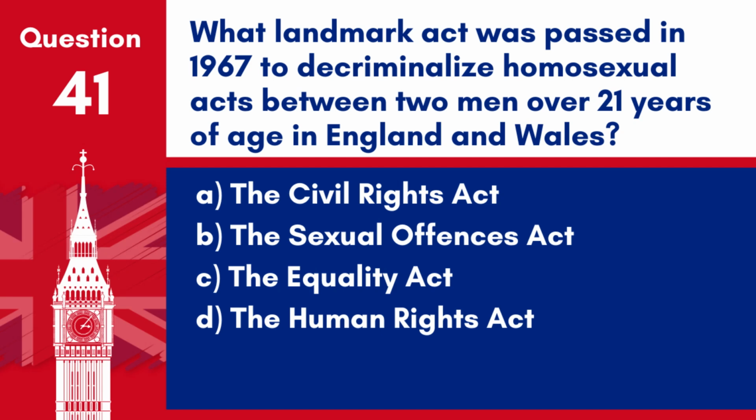What landmark act was passed in 1967 to decriminalise homosexual acts between two men over 21 years of age in England and Wales? A. The Civil Rights Act. B. The Sexual Offences Act. C. The Equality Act. D. The Human Rights Act. Answer: B. The Sexual Offences Act. The Sexual Offences Act of 1967 decriminalized homosexual acts in private between two men over 21 years of age in England and Wales.